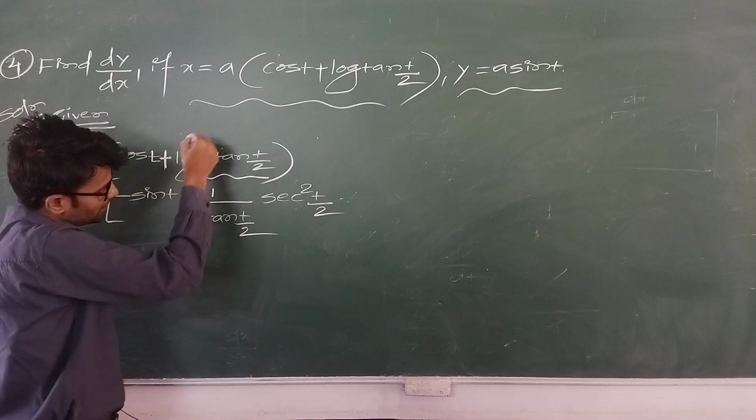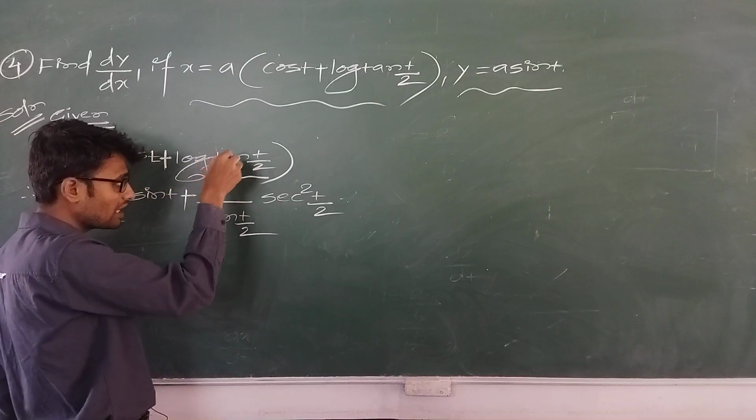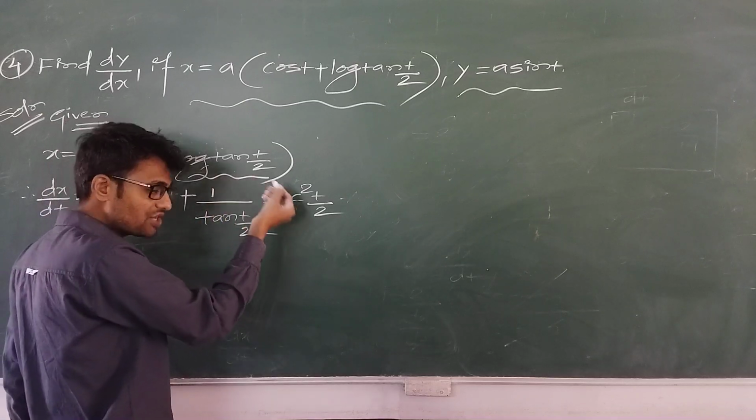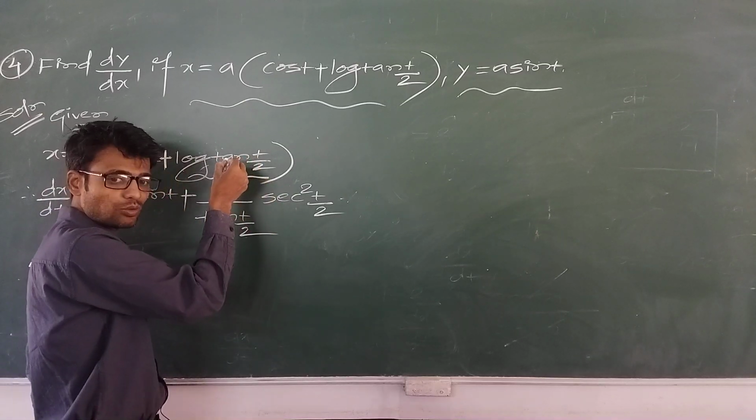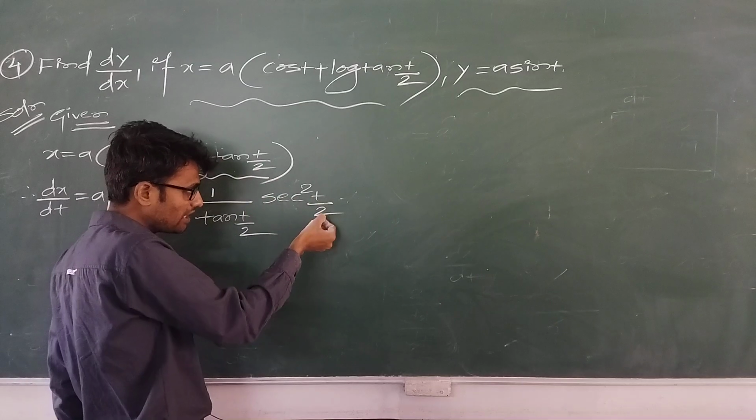First you differentiate log x. It is 1 by x. In place of x, what we are having? Tan t by 2. Next, we differentiate tan t by 2. Hence, the derivative of tan t by 2 is sec square t by 2.